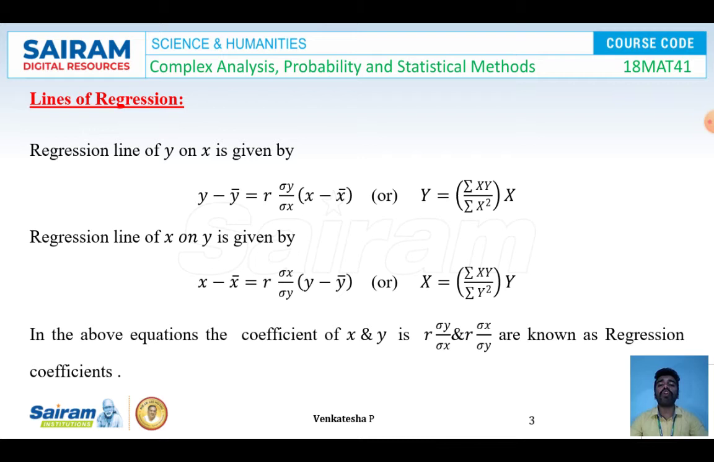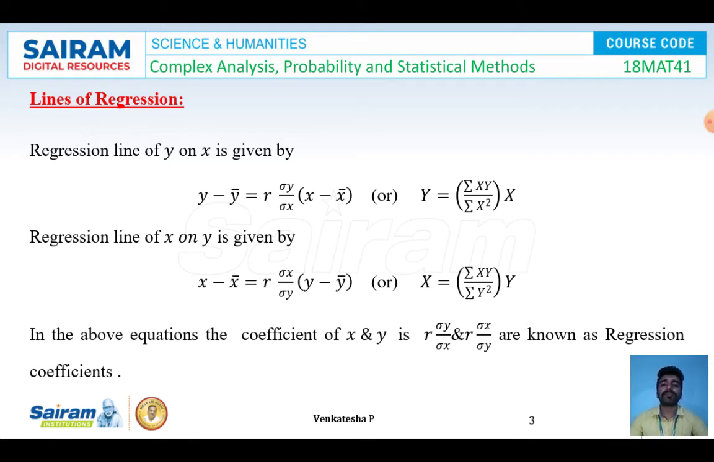To calculate the value of x bar, the formula is summation x by n. To calculate the value of y bar, the formula is summation y by n. Now, in the above two equations, the coefficients of x and y are r into sigma y by sigma x and r into sigma x by sigma y. That is, the coefficient of x is r into sigma y by sigma x, and in this equation the coefficient of y is r into sigma x by sigma y, and these coefficients are called regression coefficients.